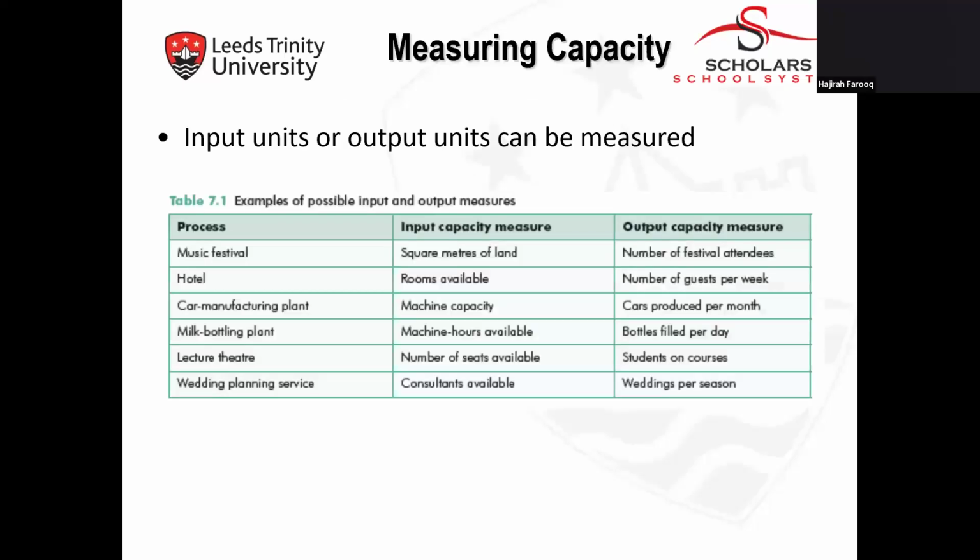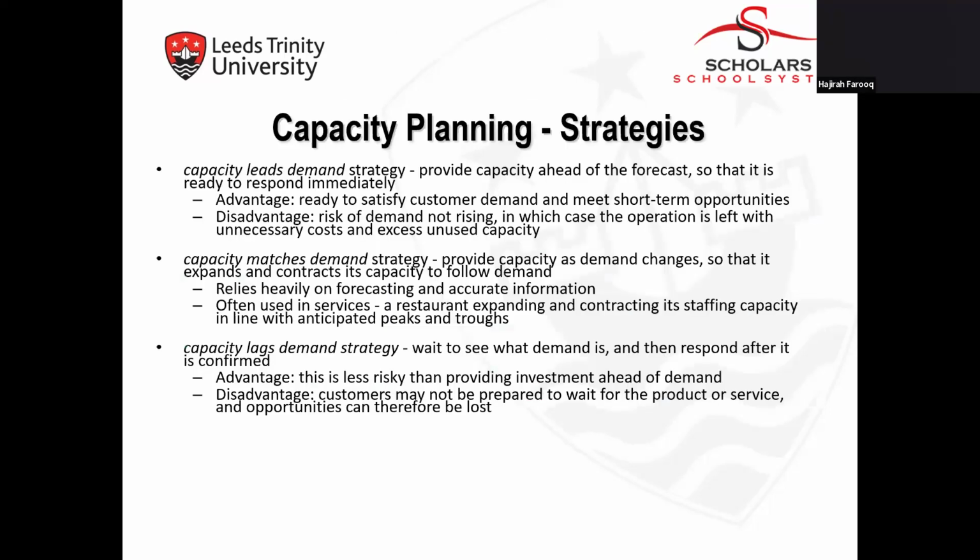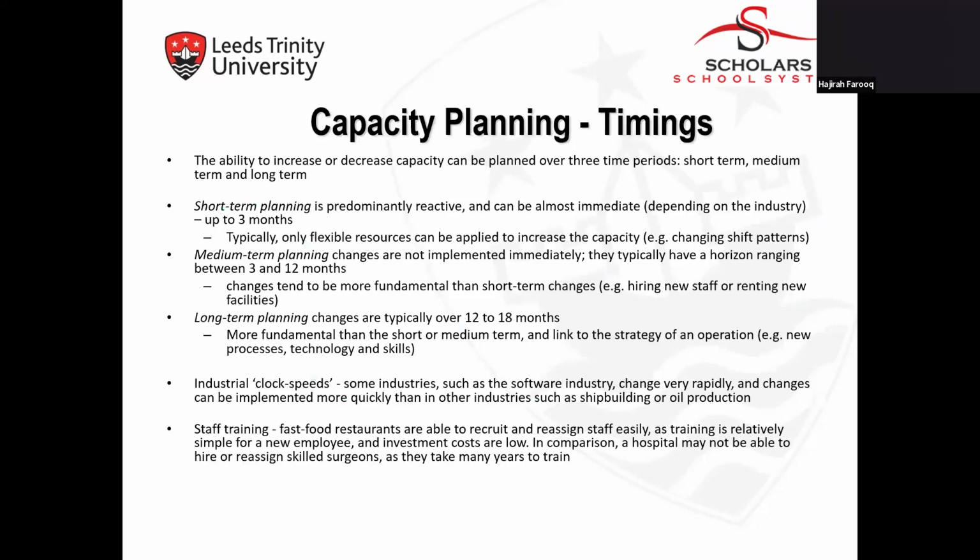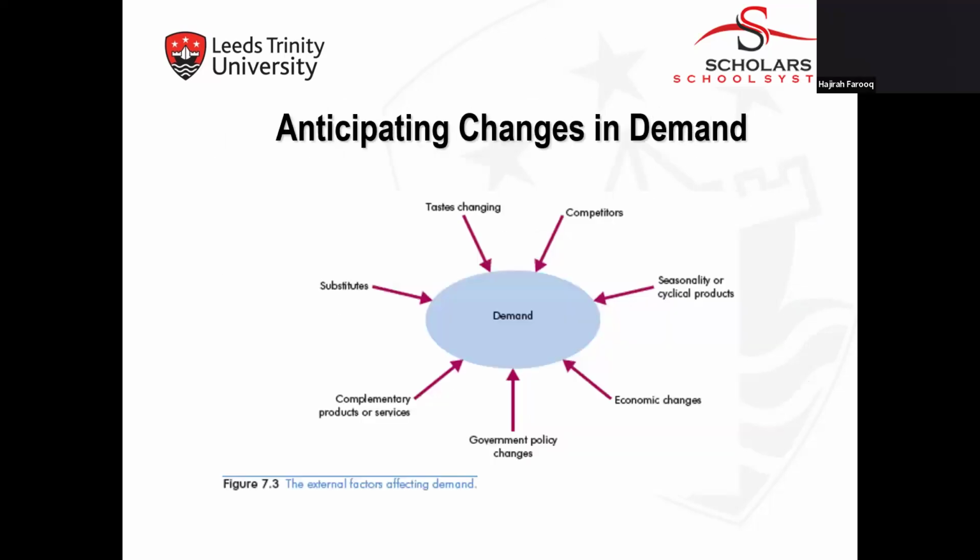And then we moved on to discuss the input units or output units that can be measured. Then we discussed some of the capacity planning strategies, including capacity lead demand strategies, capacity matches demand strategies, and capacity lags demand strategies. And then we discussed the capacity planning timings. For example, short-term planning, medium-term planning, and long-term planning. Then we discussed anticipating changes in demand.